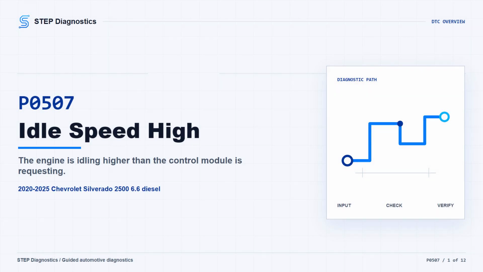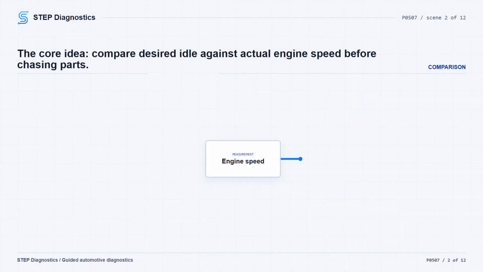On this Silverado 2500 with the 6.6 diesel, P0507 may mean the engine is idling higher than the control module is requesting. The driver may notice a fast idle, an idle flare, or the truck may simply set the light with very little drivability complaint. Treat this as a command versus response check. Desired idle on one side, actual engine speed on the other.